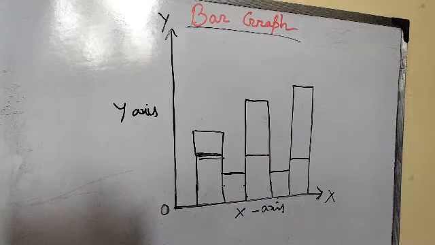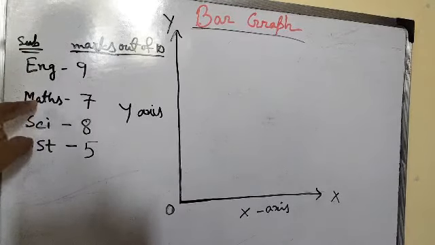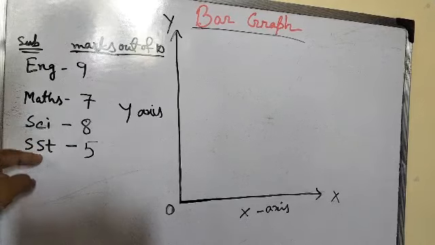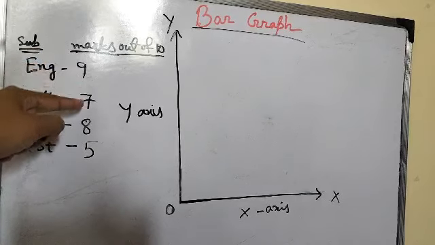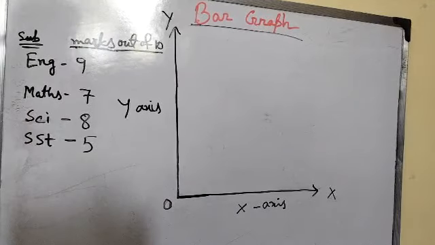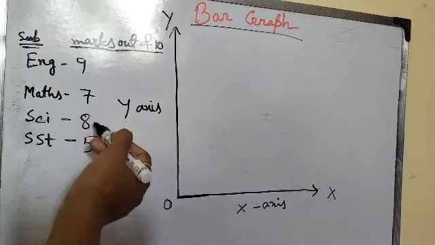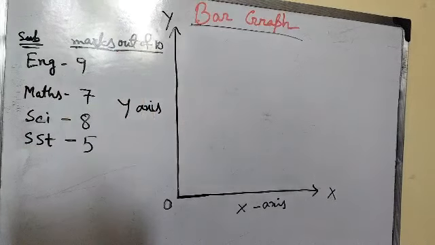Now I am taking one example, then you can understand this properly. Here I have taken an example: the subjects are English, Maths, Science and SST, and the marks I have taken are 9, 7, 8 and 5 out of 10. Now I will represent this data on the graph paper. Suppose this is graph paper. I think everybody has seen graph paper. So here the marks are given out of 10, that is 9, 7, 8, 5. This is the marks out of 10 that a student got.